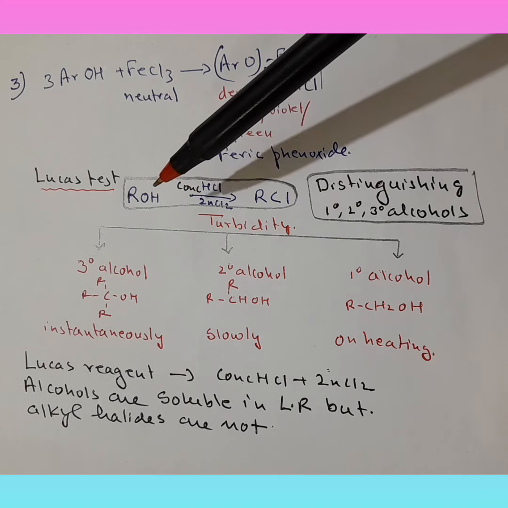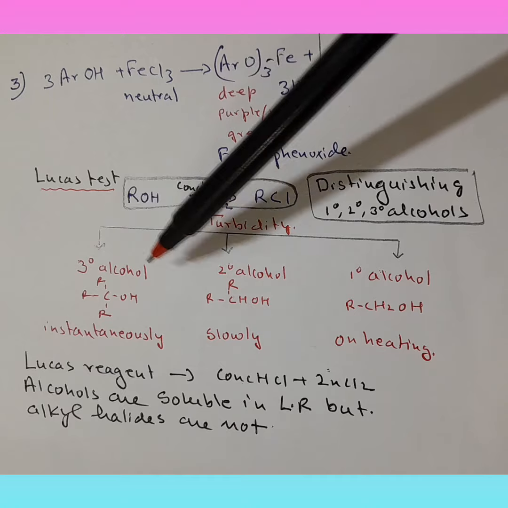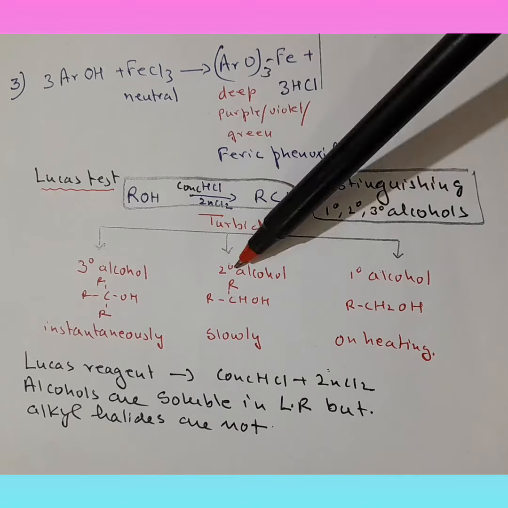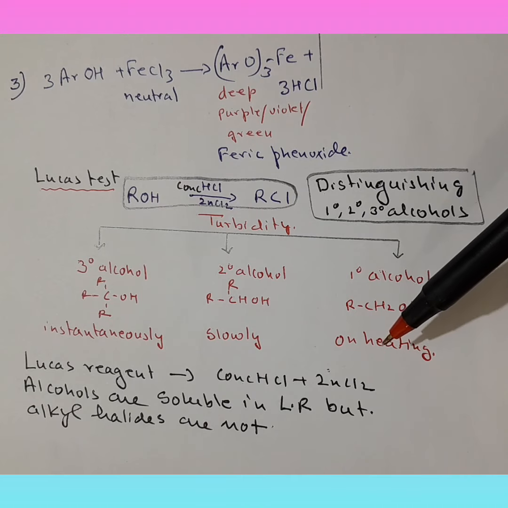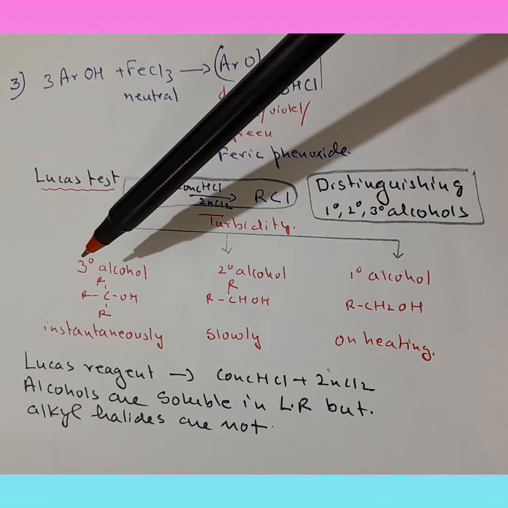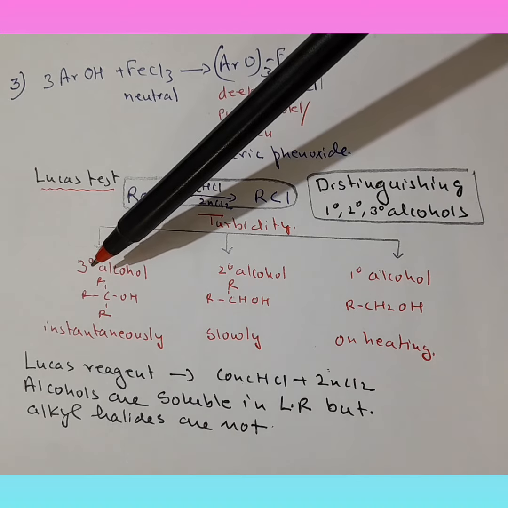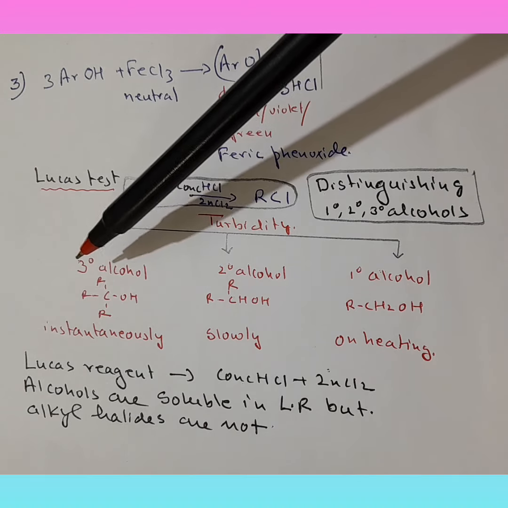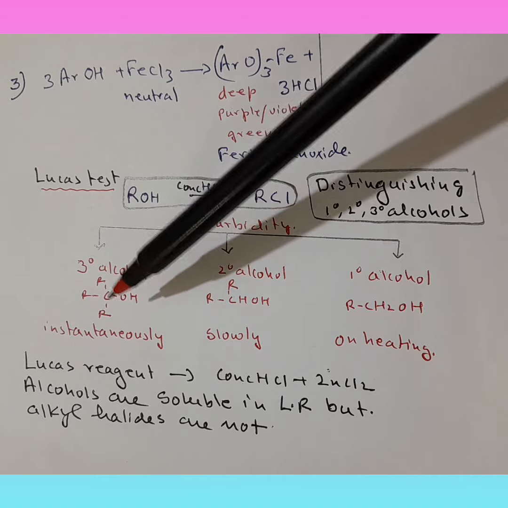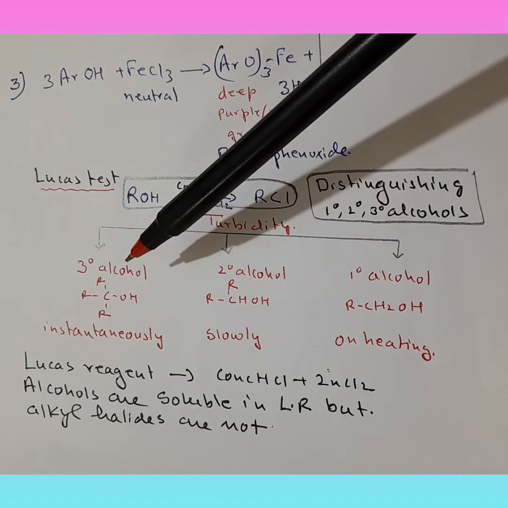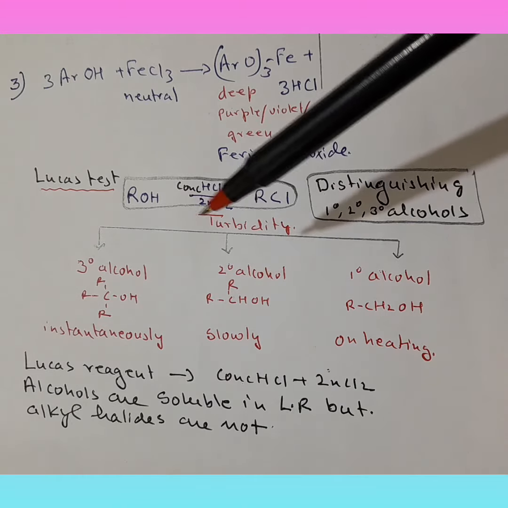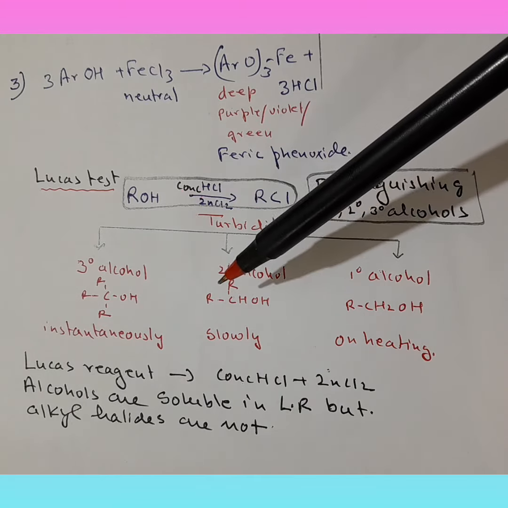So we have 3 test tubes, say, and these 3 test tubes have 3 alcohols which we have got to discriminate. Alright, so what do we do? We pour in Lucas reagent. As soon as we pour Lucas reagent in a test tube which has got 3-degree alcohol, what we find is there's instant separation of 2 layers. Alright, then we put it in second test tube.